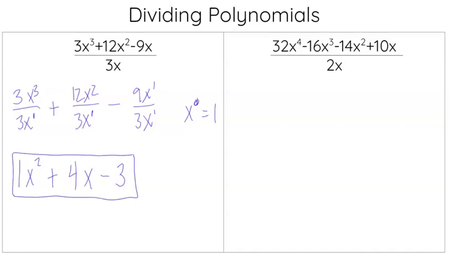And then we'll do that same process over here for this next problem. Break this up into 4 different division problems where that bottom number is always staying the same.